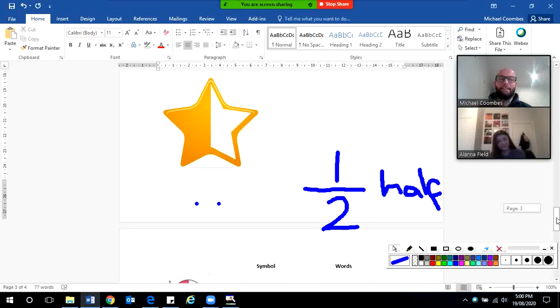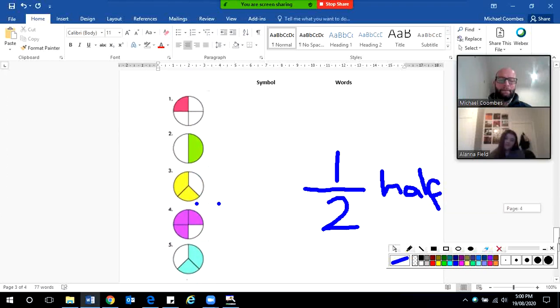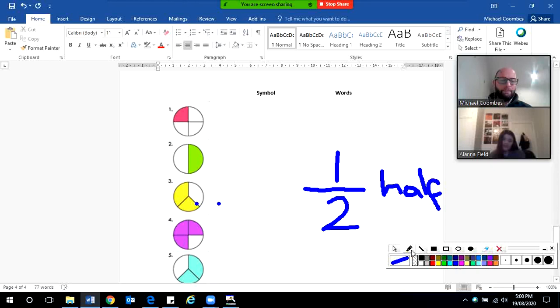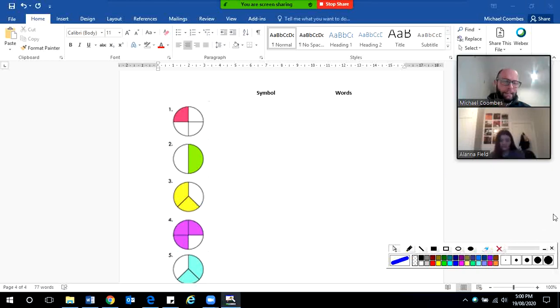All right. As we scroll down, now I tested her on the last time, and I'm going to test her again this time. Okay. We're going to have a look at these particular fractions, and on those particular fractions, we're going to write down the symbol form and the words that match it.